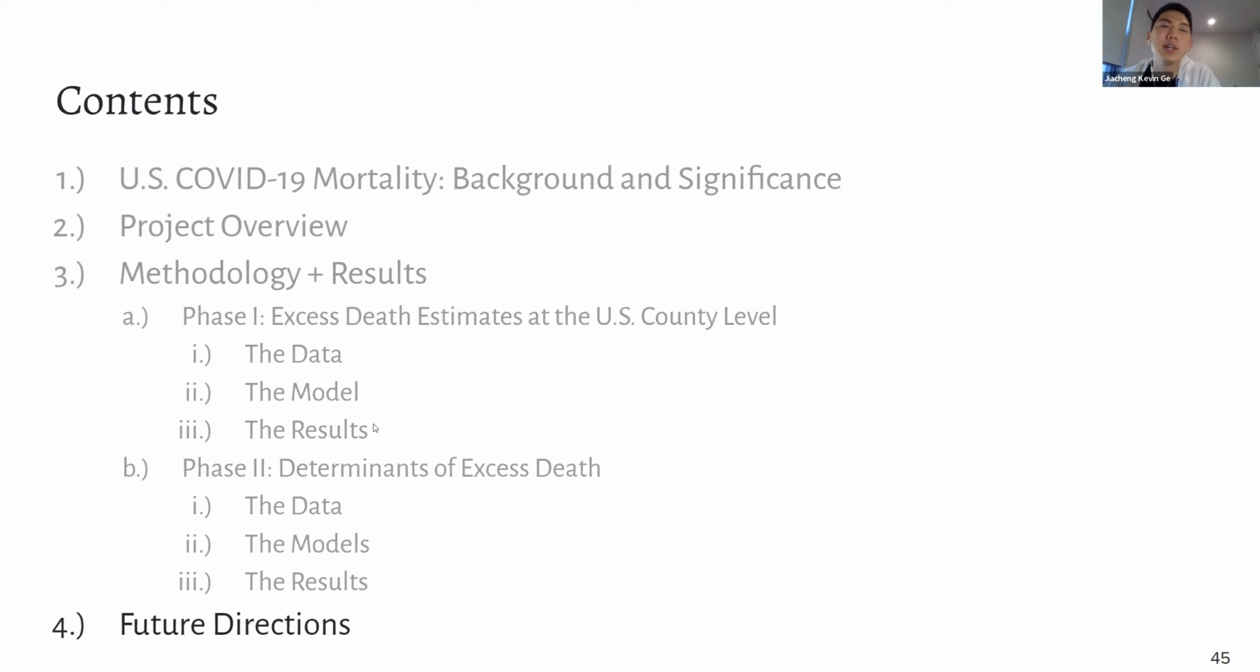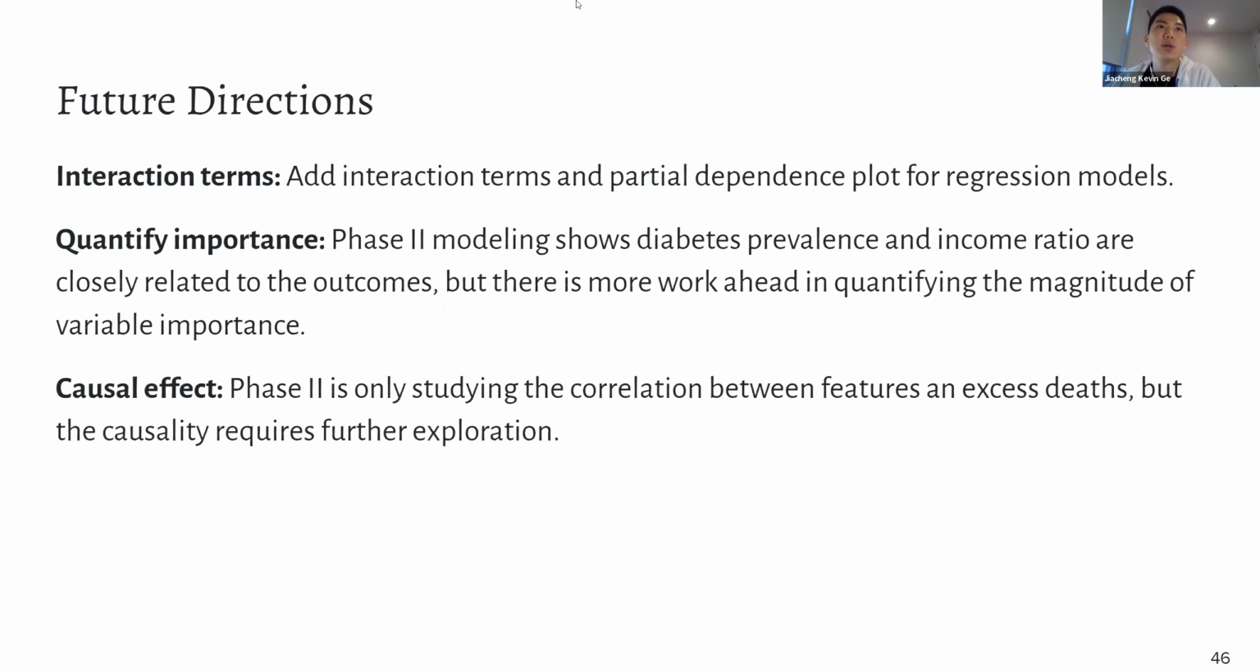And 8 weeks have flown by. If we had more time, we could add interaction terms and partial dependence plots for the regression models. And there is still a lot of work ahead in quantifying the magnitude of importance of our features. Also, we only study the correlation, but we are also interested in studying the causal effect of all the features.